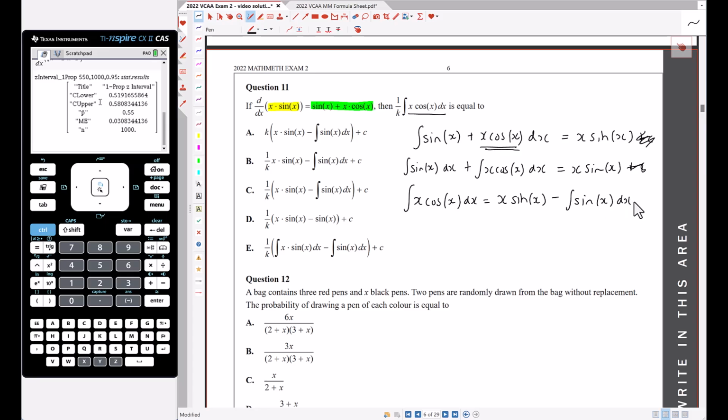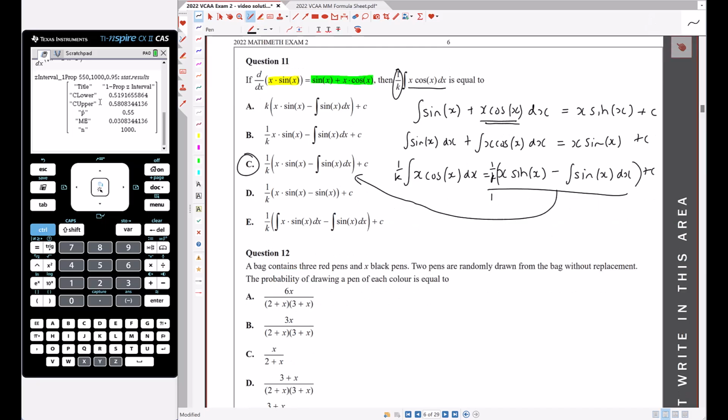Okay, now then if I need this 1 on k out the front here, I'm going to stick a 1 on k out on this left hand side, then I also need to stick a 1 on k on the right hand side, and so I'm going to have 1 on k times, actually let me just see if that matched any of my options right there. I think it probably did. I think that was option C. And then, as I said, there should be a plus C here all the time. We can just stick it on the very end. So I think this option matches this one. 1 on k, brackets, x sine of x minus integral and plus C. So option C.